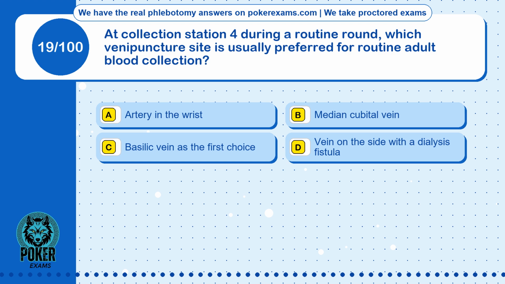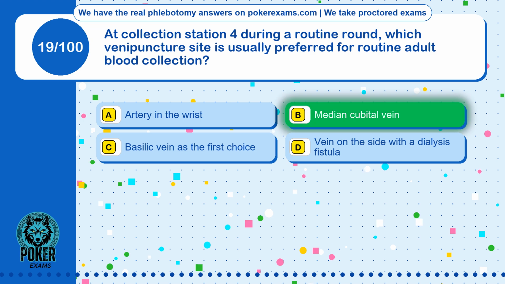Question 19. At collection station 4 during a routine round, which venipuncture site is usually preferred for routine adult blood collection? Option A. Artery in the wrist. Option B. Median cubital vein. Option C. Basilic vein as the first choice. Option D. Vein on the side with a dialysis fistula.